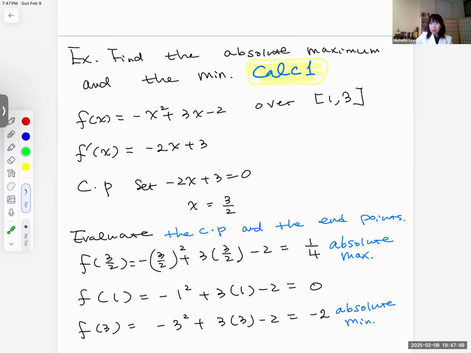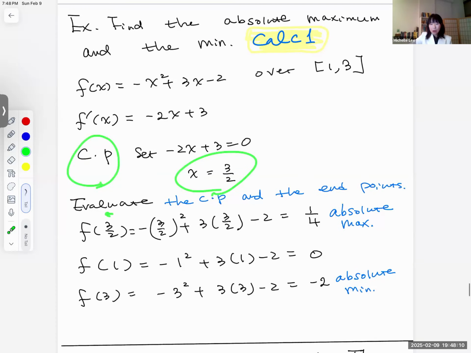Then just between 1 and 3, so include 1 and 3. How do you find the absolute maximum and minimum? From calculus 1, we are looking for the critical point, one variable x. Then we evaluate the critical points and endpoints. The endpoints are 1 and 3 here, right?